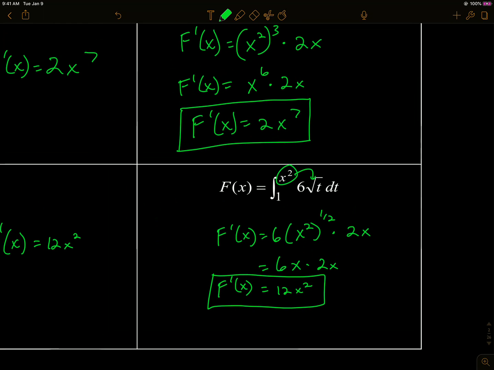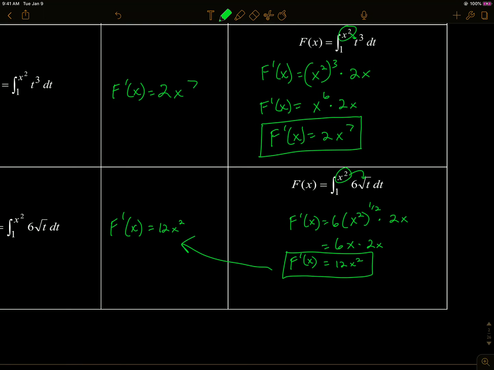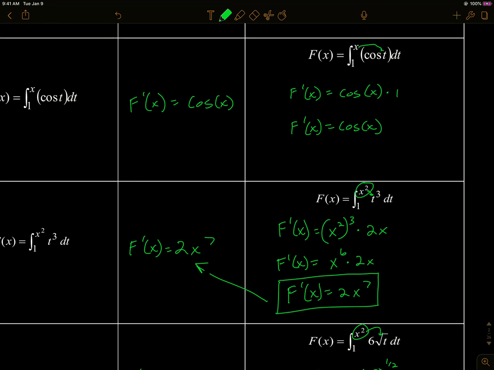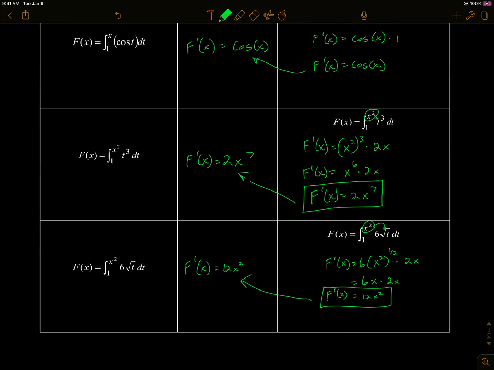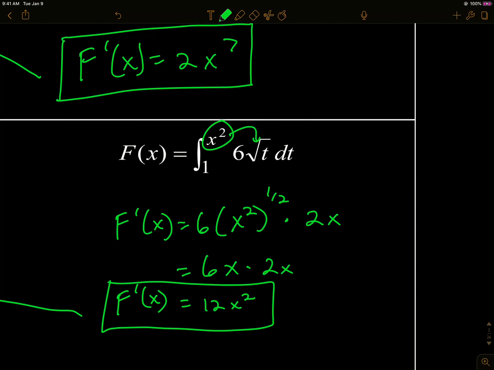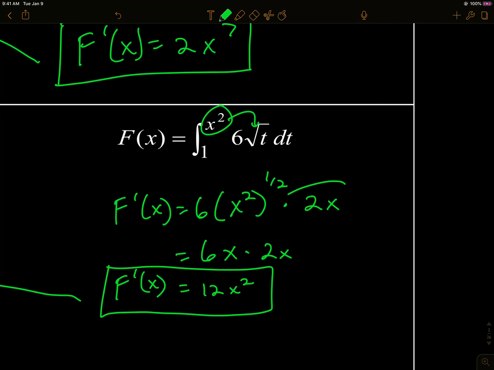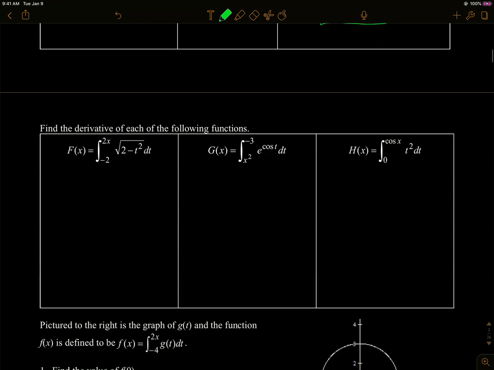And if you notice, for all of these derivatives, they match the way when we did it the long way. So that's how you're going to take the derivative of an integral. We're going to use this shortcut here. We're going to apply chain rule. Don't forget this part. Okay?